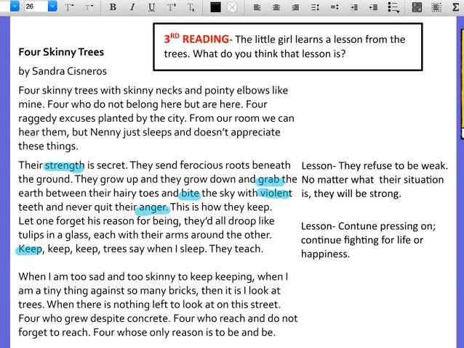So I'm going to have you continue to mark what I've marked in the text so far. Your poem should be very, very marked up at this point. Pause the video. You are going to identify any lessons that we see in this third stanza that the trees teach her. The theme of this poem is outlined in the third stanza. So I would love for you to make sure that you notice the big lesson that the trees are teaching her. That's going to be our theme today. Remember that a theme is a lesson or a big idea that the author is trying to teach us through the poem. Okay, continue your work with the poem and then get started on your discussion.